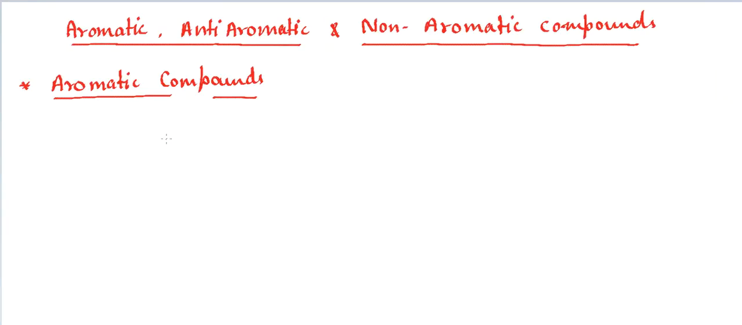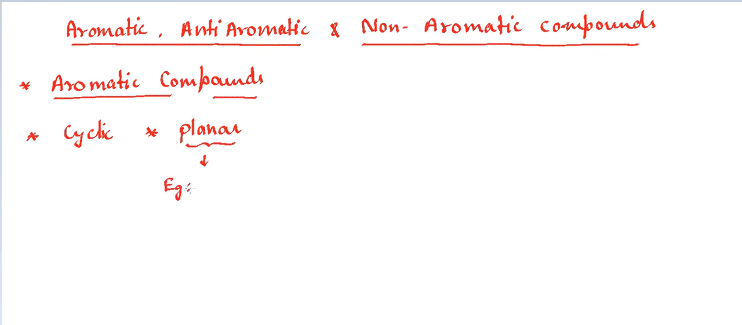Guys, today we will discuss aromatic, anti-aromatic and non-aromatic compounds. And first of all, we will discuss aromatic compounds. These aromatic compounds are those compounds that are cyclic. These compounds are planar, where in planarity you can check by checking the hybridization of the elements involved in ring formation.